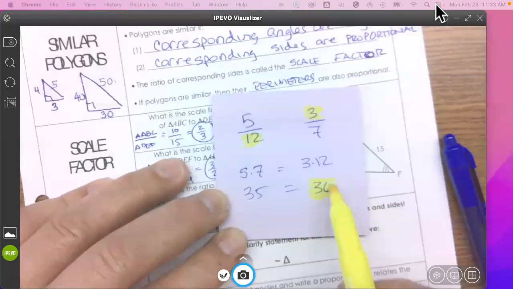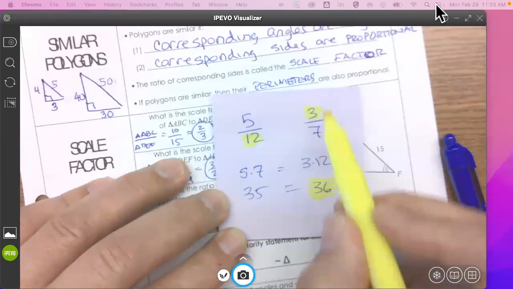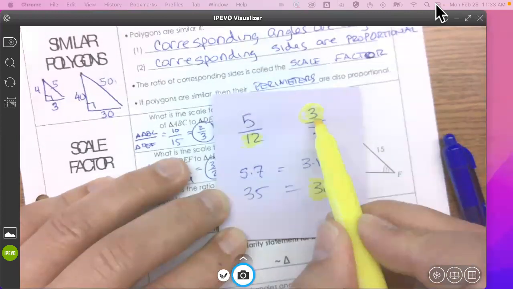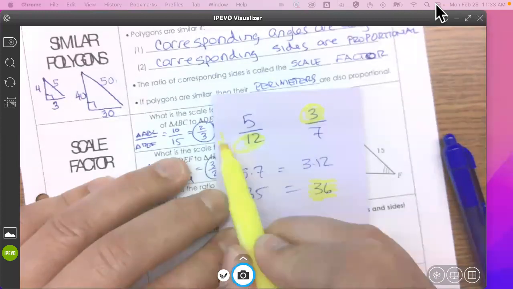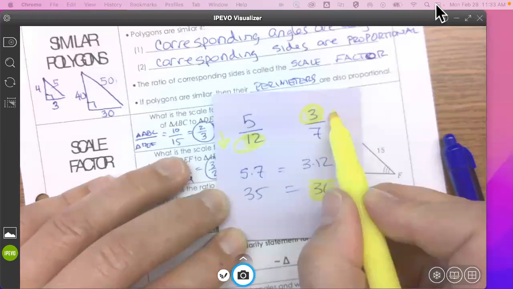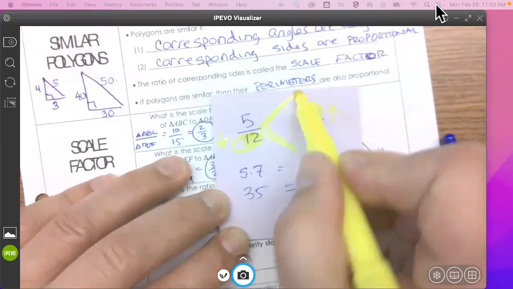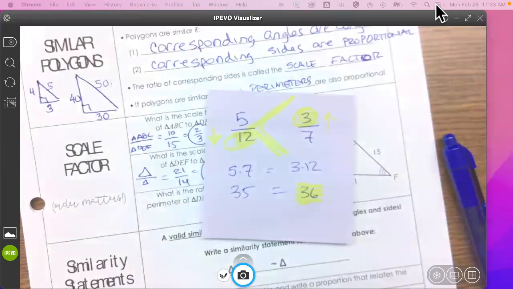So since this 36 is the bigger number, that means that relatively 3 is big and 12 is big. 12 in the denominator makes this number small. A bigger number in the numerator makes this number bigger. So 3/7 is the bigger value here. That comes up in like SATs and things like that. So that's a nice little trick.